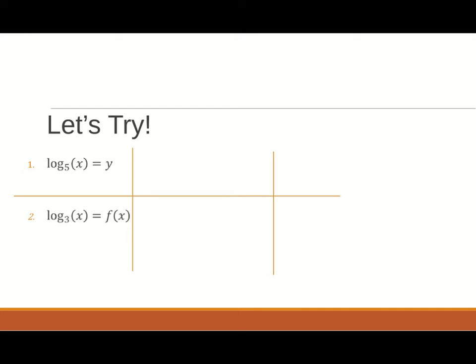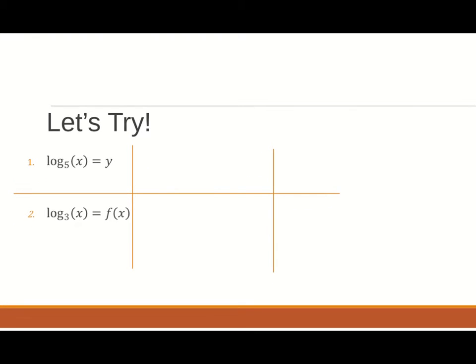So let's try a couple on our own. The first one is log base 5 of x equals y. So remember, if you're trying to find the x-intercept, the one thing that you'll want to remember is we're looking for the x value in our point, but we know that the y value is 0. So we will end up plugging in 0 for y. Take a moment and see if you can figure out how it's rewritten.